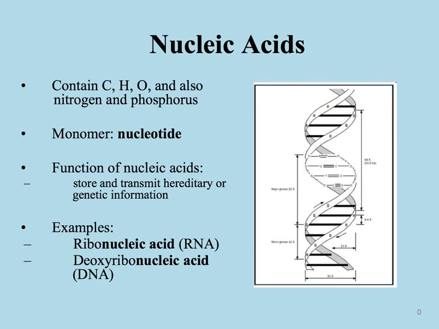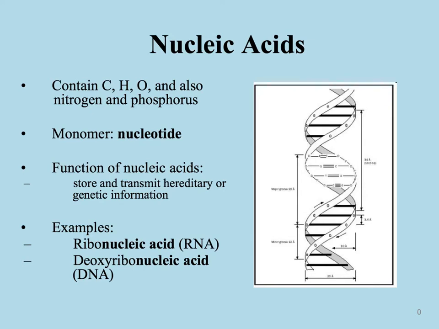Nucleic acids. Nucleic acids are probably the easiest one of the four macromolecules that we're going to talk about. One, because it only has one main function, and that is to store and transmit hereditary or genetic information. So part of your mom and dad's DNA was passed on to you. Every time your cells replicate, it's passing on your DNA to those new cells that are created. So it's storing that information and then transmitting it later as needed.